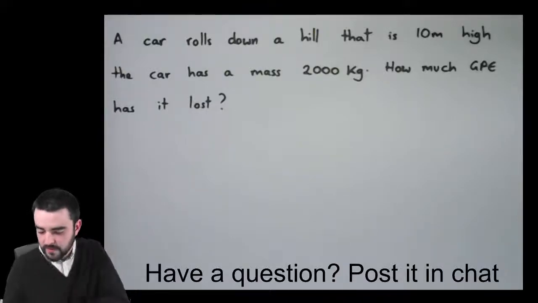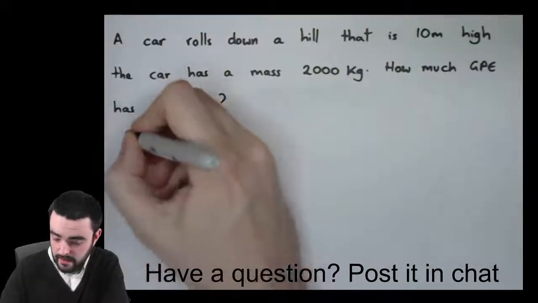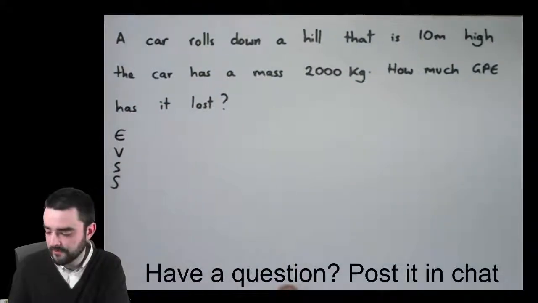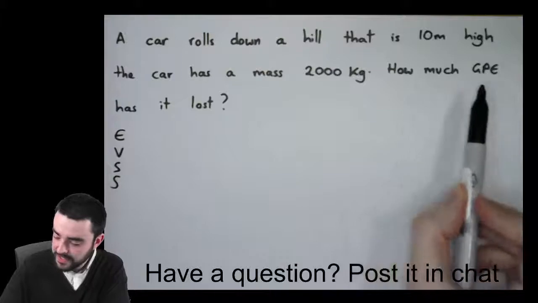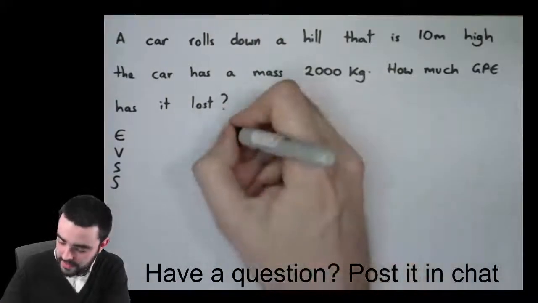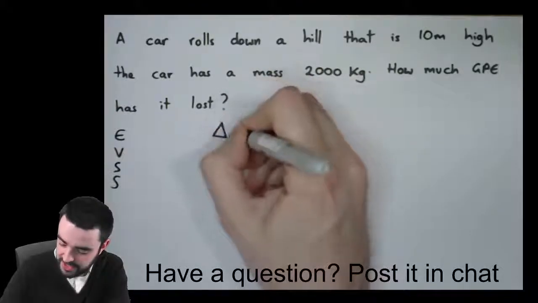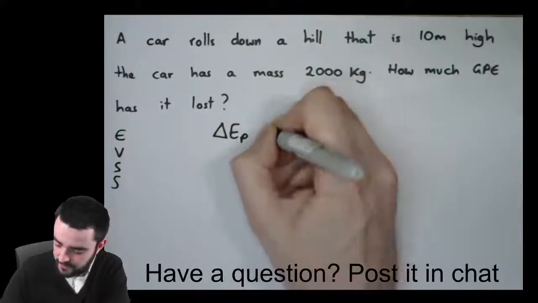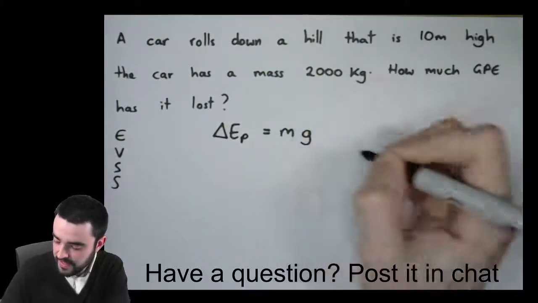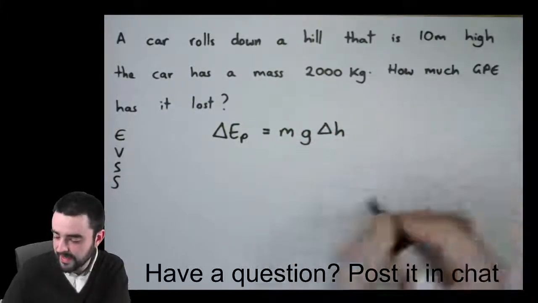Okay, so we're going to be using EVs again. So equation, that's the first step. This is asking how much GPE has it lost. So I need to have the equation for that. What is the change in energy potential? That is equal to the mass times g times delta h.